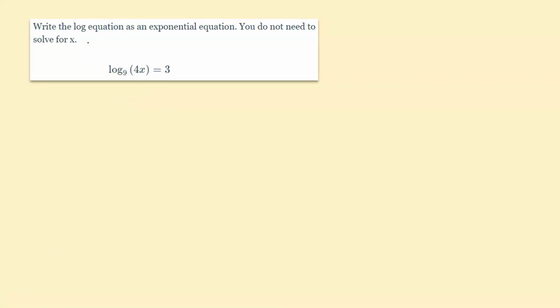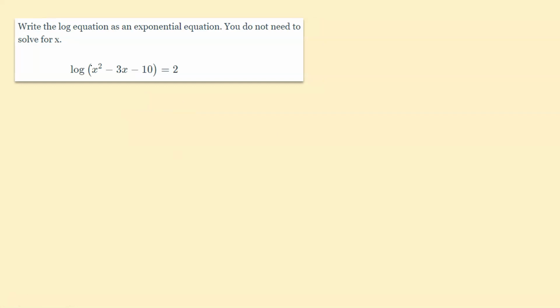Here we're just writing the log equation as an exponential equation. You do not need to solve for x for these. So you would just rewrite it as the base exponent equals the argument. So you just rewrite that and put it in Delta Math. Same thing here, write the log equation as an exponential equation. You do not need to solve for x.